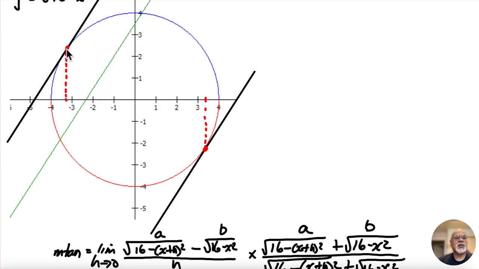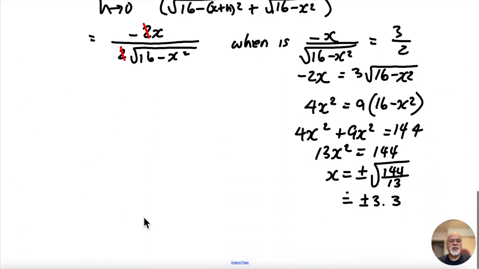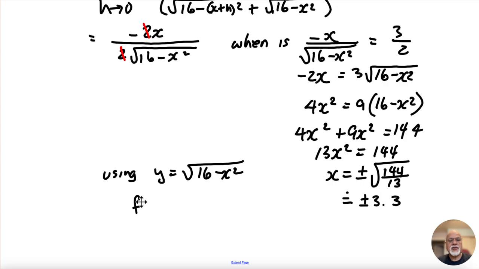So it's just a matter, it said what are the points, so we need to figure out what these points are, that one and that one. Well, that's just a matter of putting that back into the circle's equation to figure out what the y is. Okay, so if you do that, using the circle equation, y was equal to the square root of 16 minus x squared. And if you do that, f of 3.3 ends up being negative 2.2, and f of negative 3.3 ends up being positive 2.2.